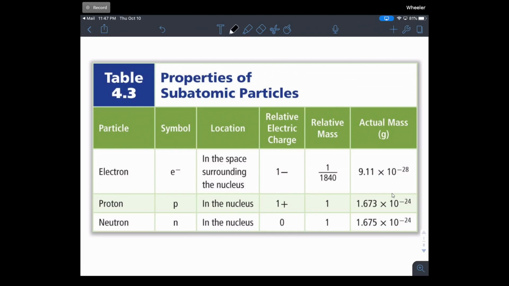This video is intended to teach you about the three subatomic particles, as well as how to determine the number of each in an atom. Firstly, the three subatomic particle types are electrons, protons, and neutrons. Protons and neutrons are found in the nucleus, and because they are found in the nucleus, they are often referred to as nucleons.